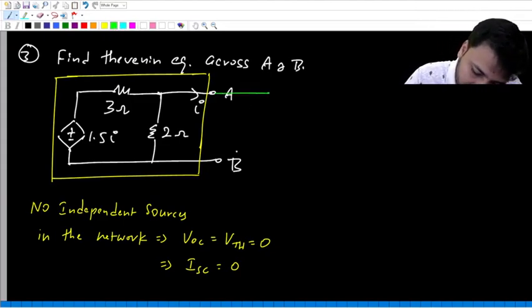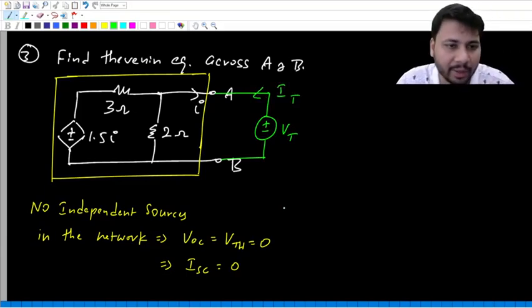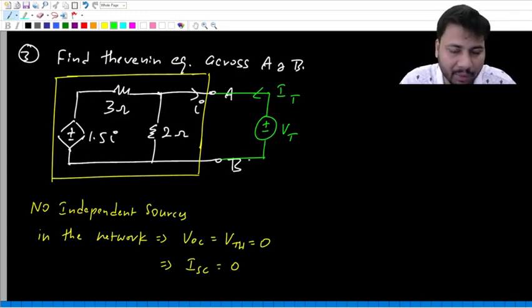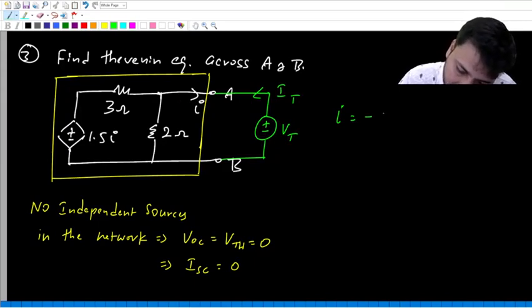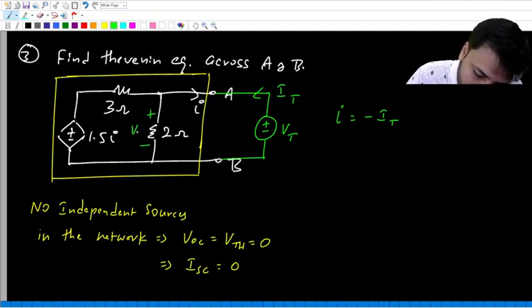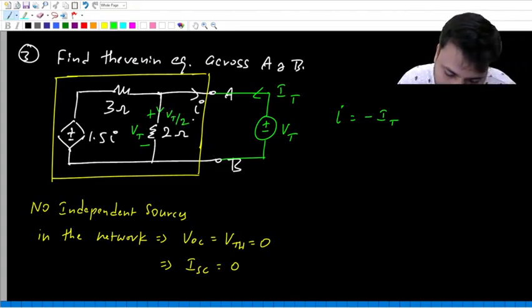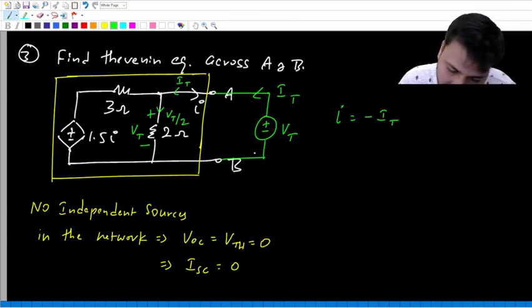Across the two terminals A and B, we have to connect a voltage source VT and let this current be IT. Now, because there are no independent sources in the network, VT by IT will be the Thevenin resistance. So here, what is the value of I? I and IT are flowing in opposite directions, so I is minus IT. What is the drop across 2 ohms? It is VT. So what is the current through 2 ohms? It is VT by 2. Again, what is this current? It is IT.